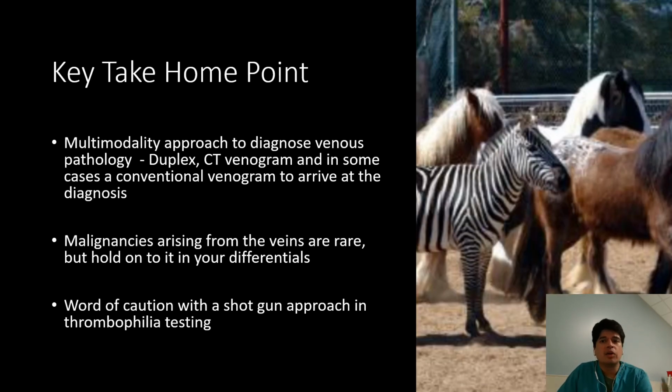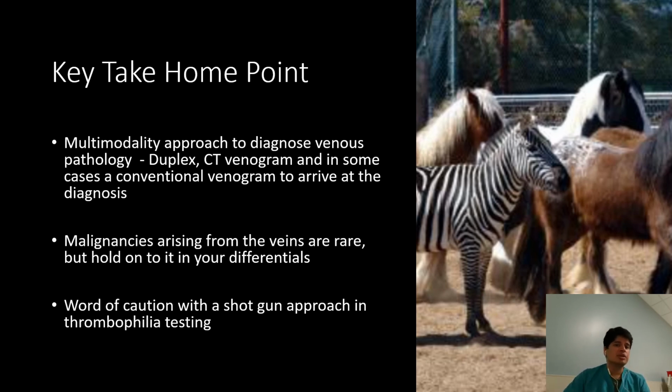A few quick take-home points with this case. The first thing being, don't hesitate to go with a multimodality approach in diagnosis of venous cases, especially when things don't add up the right way. Depend on your venous duplex, a CT venogram, and sometimes even going with a conventional venogram to arrive at the diagnosis. Malignancies are rare, but keep that in your differentials, especially when things are not adding up exactly like how we mentioned in this particular case.